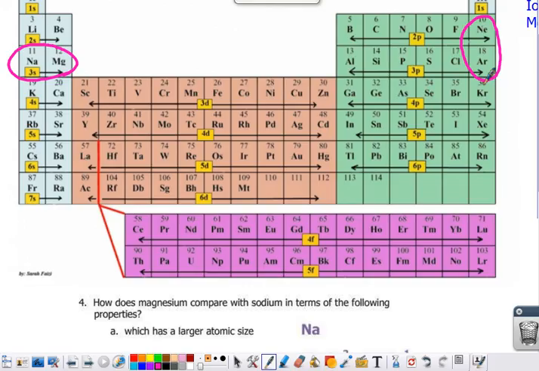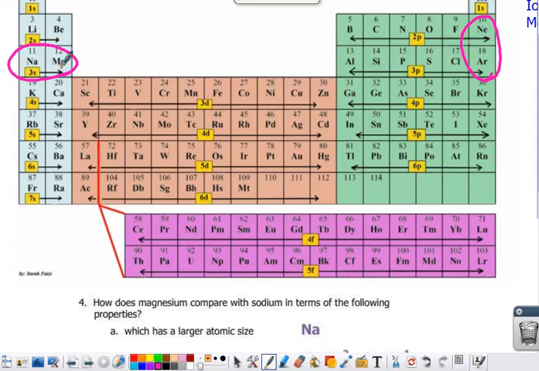Yep, you in the sweater? Yep, okay. So what she said, well, magnesium has 12, and 12 is a lot closer to 10, so that makes sense. We're probably going to try to go from 12 to 10.